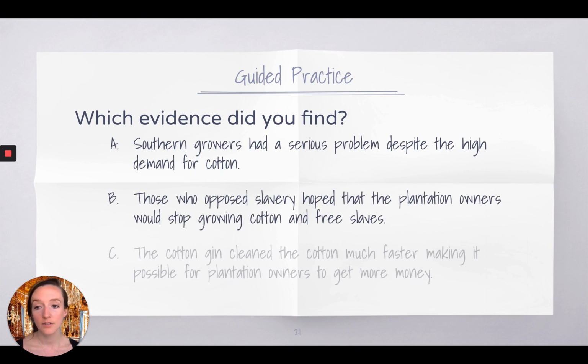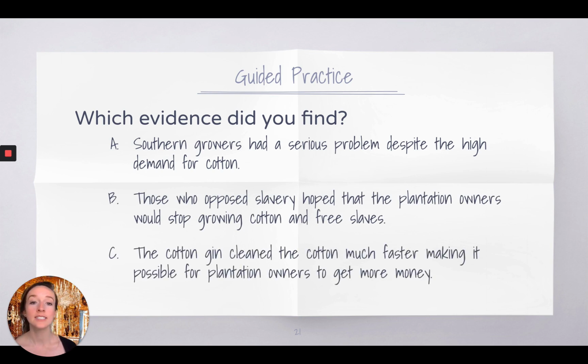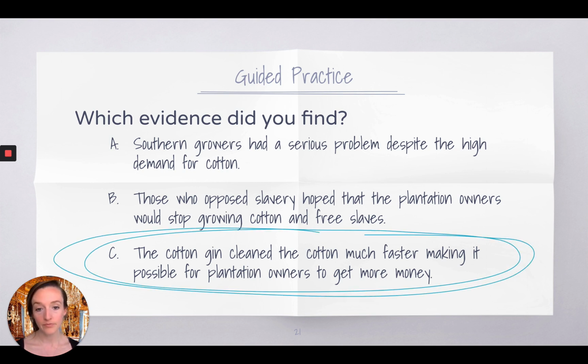Right, so we've got some options here. Which evidence did we find? Southern growers had a serious problem despite the high demand for cotton. Those who opposed slavery hoped that the plantation owners would stop growing cotton and free slaves. Or the cotton gin cleaned the cotton much faster, making it possible for plantation owners to get more money. So it would be C. That is what we found.